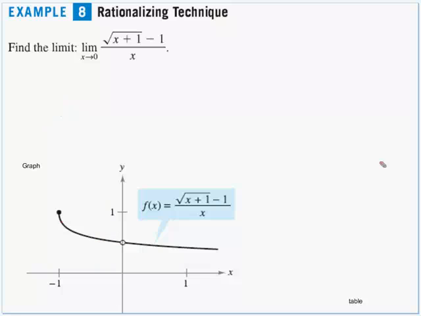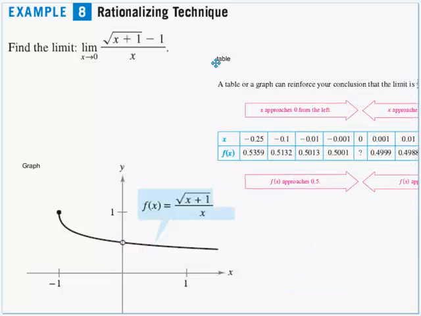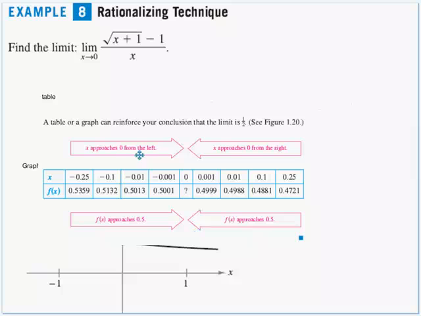And if the graph's not good enough, we can also bust out the table. You can put that in the old TI-89. So we put the function into the y editor, we go to the table and start plugging in different x values, getting closer and closer to 0. As we approach 0 from the right, our function is approaching 0.5. As we approach 0 from the left, the function is still approaching 0.5. Since it's the same on each side, we know the limit exists, and it is 1/2.